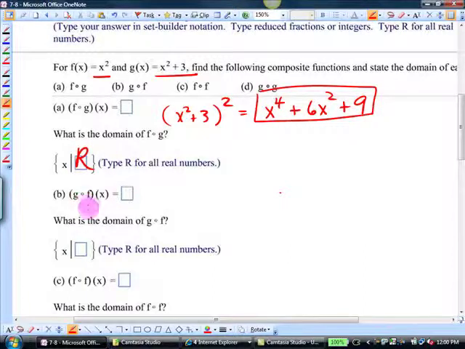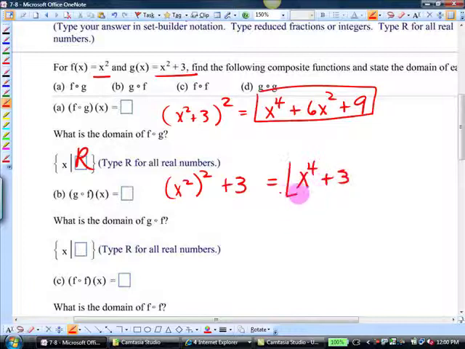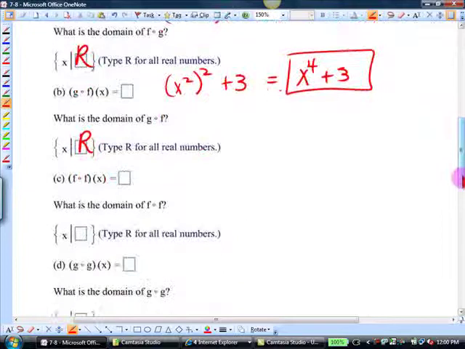Okay. Now, g of f of x, that means we're going to take f of x and put it in for g. So we have x squared, squared, plus 3. So what's that equal to? It's x to the power of 4 plus 3. Okay. And again, the domain. I should have given you some that weren't all real numbers.